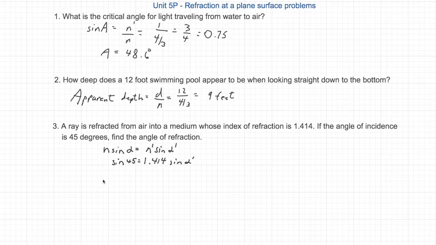Now, if you recall your right isosceles triangles, the sine of 45 degrees is 1 over the square root of 2, which is 1 over 1.414. Now, to isolate the sine of alpha prime, we'll multiply both sides by 1 over 1.414. So the left side of the equation becomes 1/2. And a sine of 1/2 corresponds to an angle of 30 degrees.